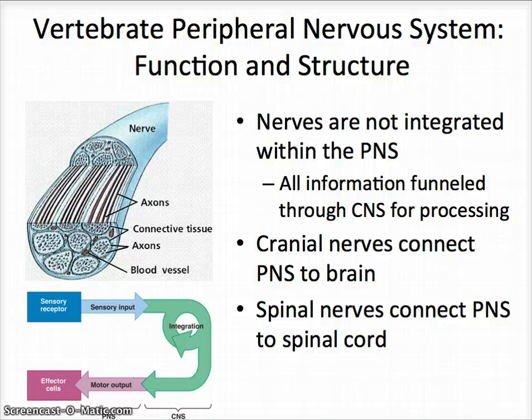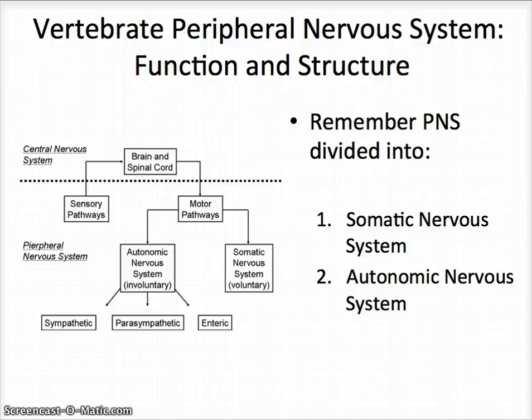So we've got 2 different types of nerves. The first are cranial nerves, which contain the axons and blood vessels, and those cranial nerves connect our peripheral nervous system to the brain, and then the spinal nerves connect the peripheral nervous system to the spinal cord. So if you remember, our peripheral nervous system is further subdivided into the somatic nervous system, or our voluntary nervous system, and the autonomic nervous system, which is our involuntary nervous system.